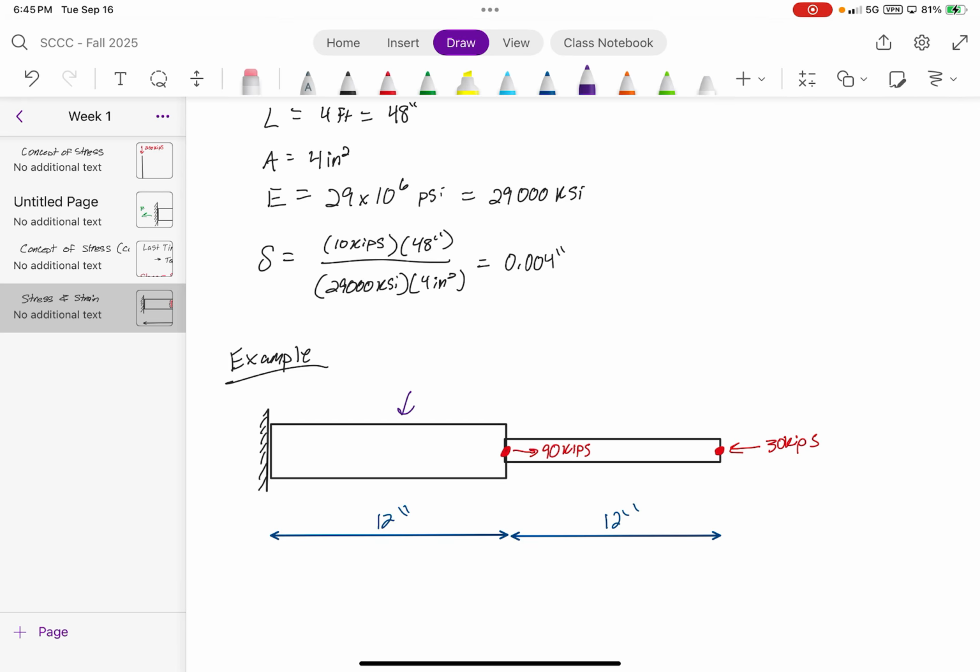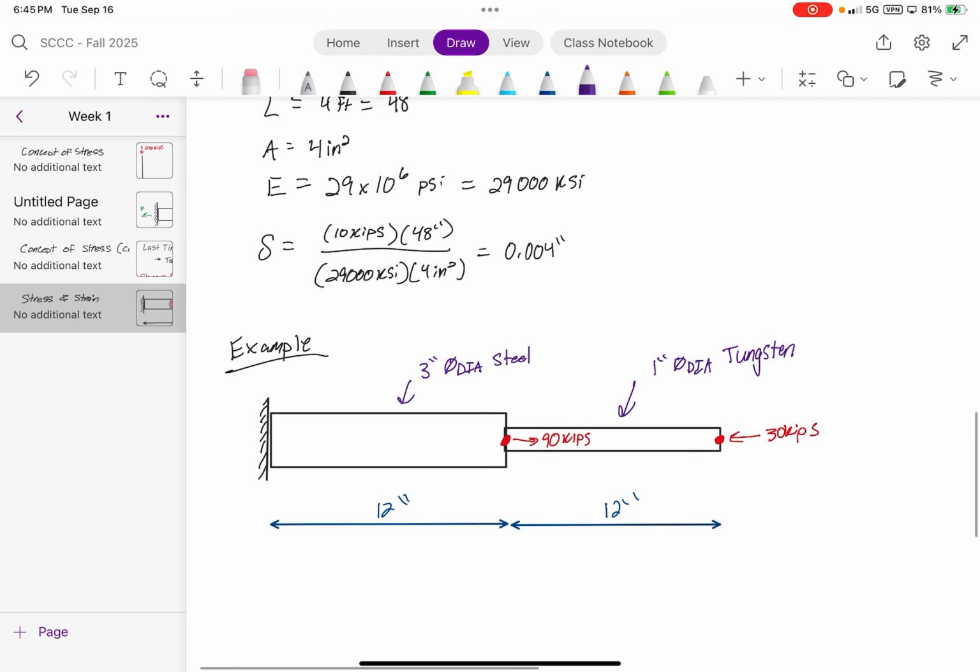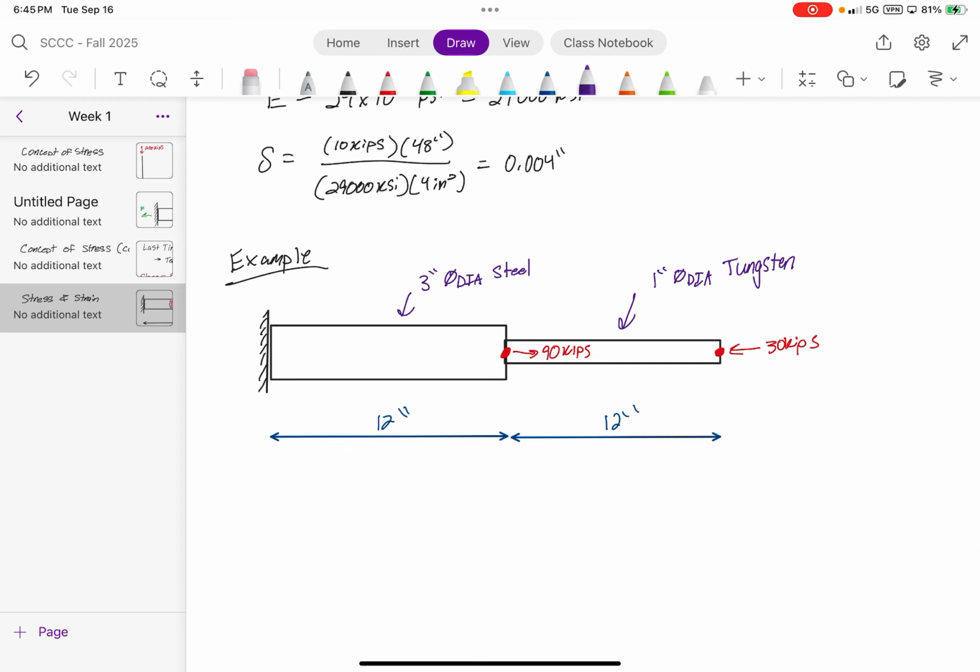And I'm going to say that this is 3 inches in diameter, and it's steel. And then this is 1 inch in diameter, tungsten. 2 different materials now with a stepped force increment.